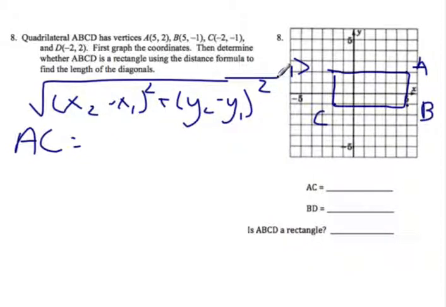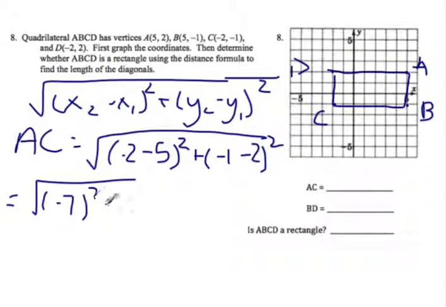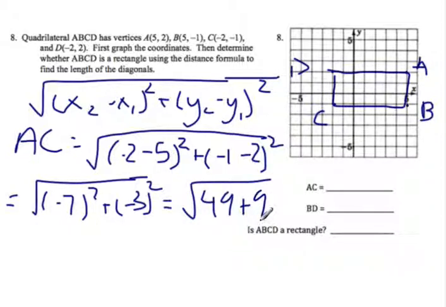Okay, so AC is equal to the square root of negative 2 minus 5 quantity squared plus negative 1 minus 2 quantity squared. So that's going to be equal to negative 7 squared plus negative 3 squared. Now remember, whenever you square a negative, it's going to become a positive, which becomes 49 plus 9, and that's going to give me the square root of 58. So when I actually take the square root of 58, I get 7.62.